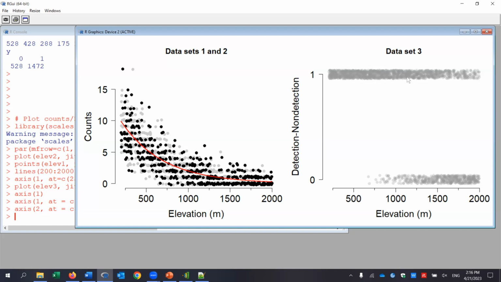One level below that in terms of information content, or hardness, or difficulty of modeling, would be presence only. So presence only you would get if you take these data here and you throw out the zeros. Yeah, that gives you presence only.